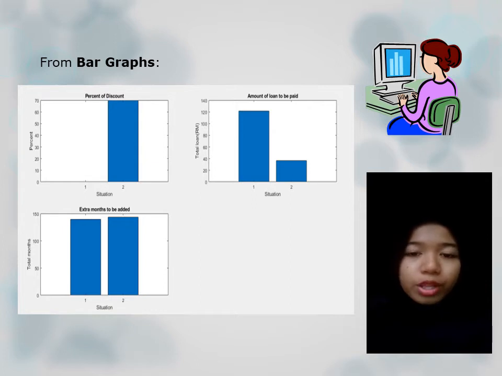So from the graph we let 1 and 2 represent the situation of non-COVID-19 and COVID-19 respectively. In the graph of the percent of discount, it shows that situation 2 is higher with 70% off regarding the presence of the situation. Next, in the graph of amount of loan to be paid, it shows decreasing from situation 1 to situation 2. Lastly, from the graph of extra months to be added, it shows a likely increase since situation 1 has 140 months but 144 months in situation 2 due to the pandemic.